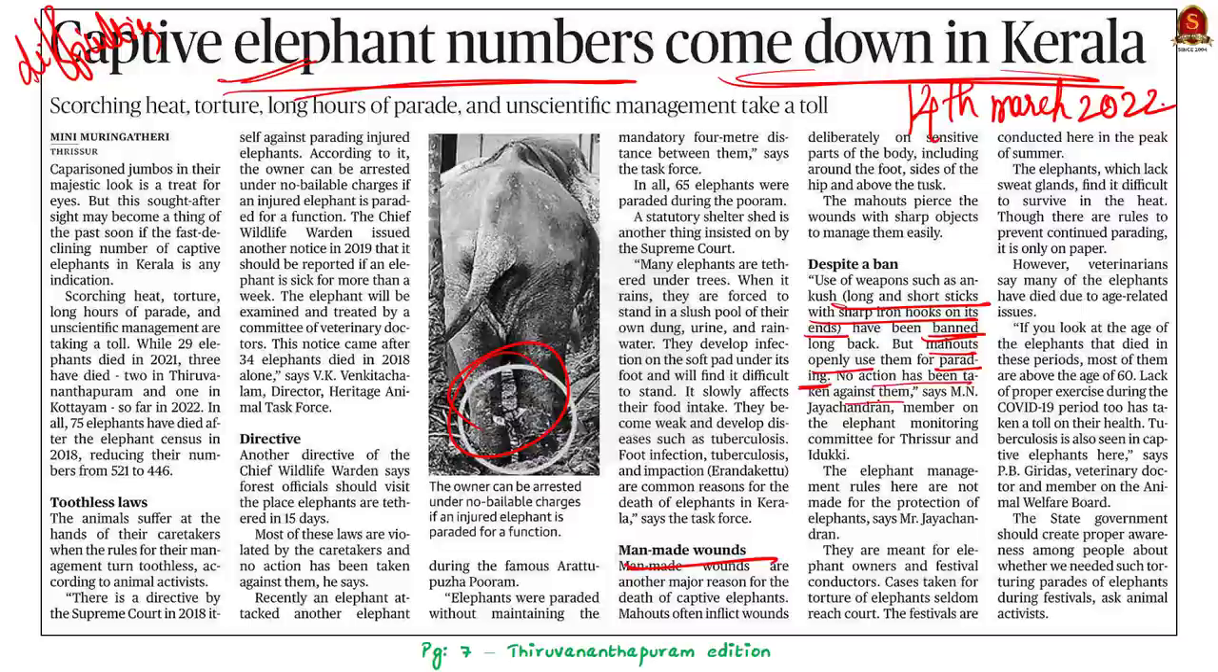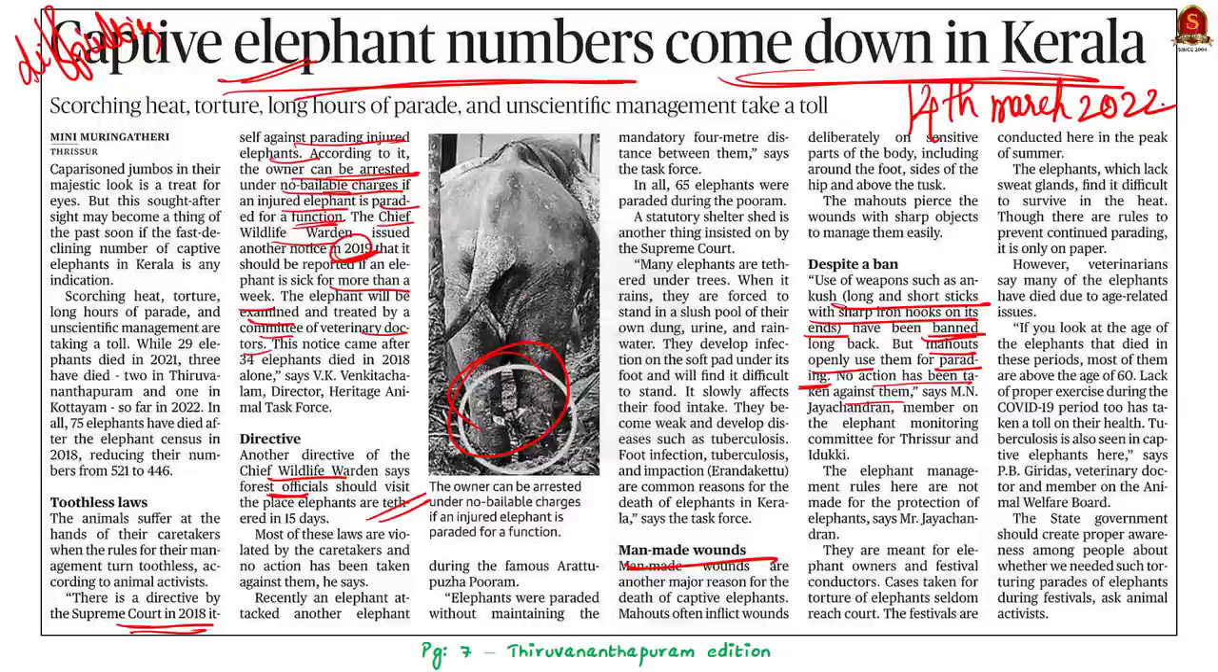See, as a solution to this, strict visits to the place where the elephants are tethered should be conducted by the forest officials. And secondly, note that the Supreme Court's directive in the year 2018, which was against parading injured elephants, should be strictly implemented. Also, the Supreme Court directed that the owner can be arrested under non-bailable charges if an injured elephant is paraded for a function. See, in accordance with the Supreme Court directive, the Chief Wildlife Warden issued another notice in the year 2019. In that notice, they mentioned that if an elephant is sick for more than a week, it should be reported. Following this, the elephant will be examined and treated by a committee of veterinary doctors.